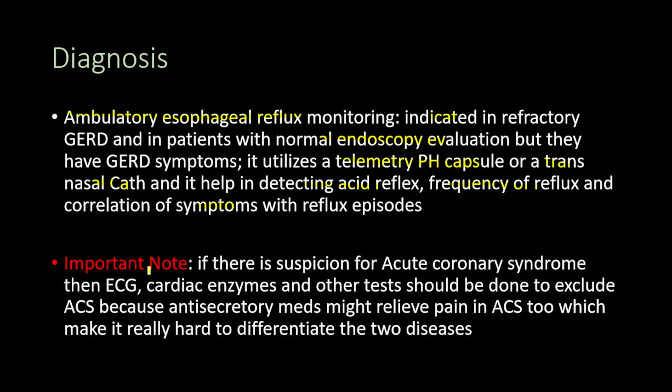Now, there is a very important note that you should look for, and that is if there is suspicion for acute coronary syndrome, like the patient having chest pain, then the patient has to be sent for electrocardiogram, and cardiac enzymes and other tests should be done to exclude the acute coronary syndrome.